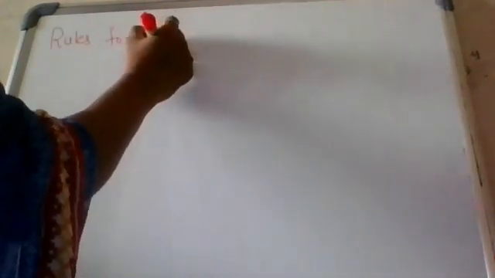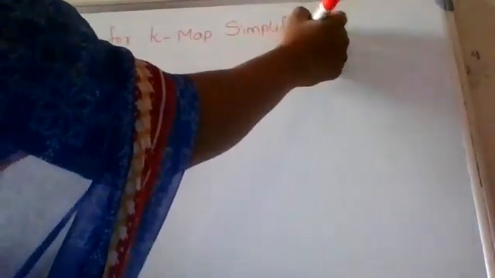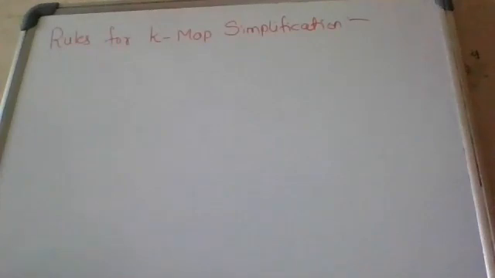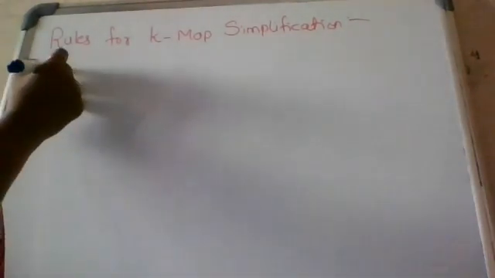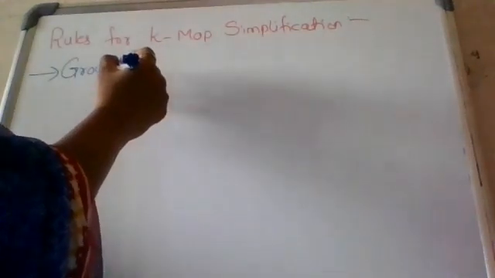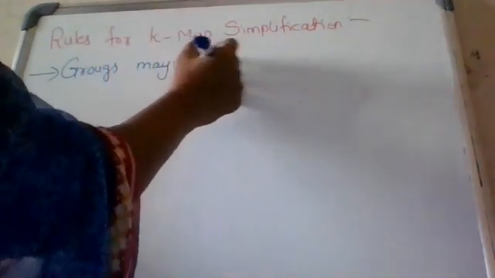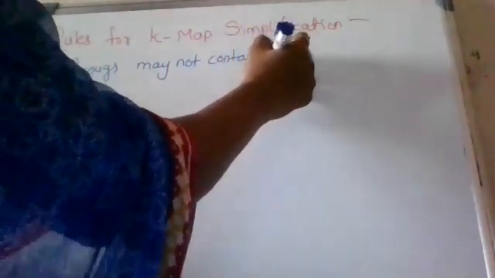Next, rules for K-map simplification. First one: groups may not contain 0.